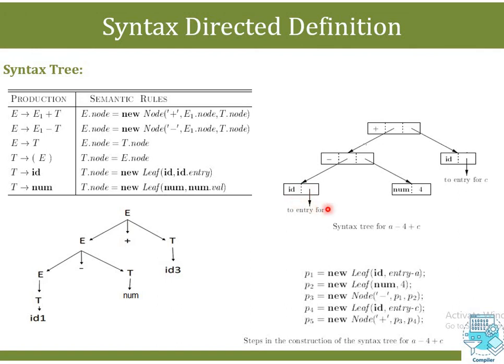So this is P1. We created node by P1, and then this is P2, and this is P3. P3 second field pointing to P1, third field pointing to P2. Similarly, root node. Left side you have a reference to the node what we have here. It is P3. On the right side you have the reference. So this is how we have to consider the syntax tree.